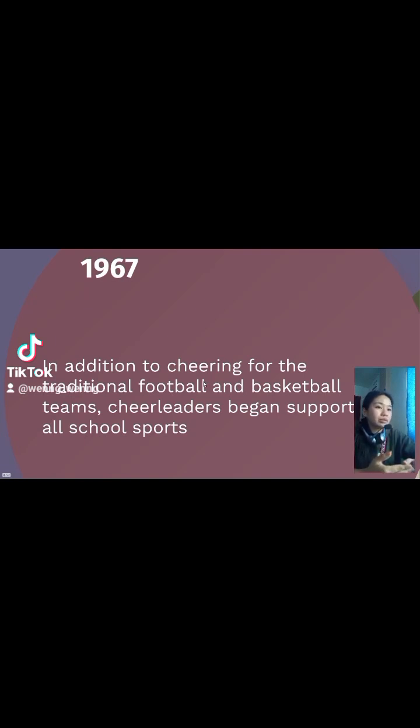In 1967, they executed the support for the traditional football and basketball teams, and cheerleaders began supporting all school sports. Remember we mentioned earlier about dance sports? Dance sports was done during events, specifically during our intramurals, and we are going to support them with cheerleading. So that is 1967.